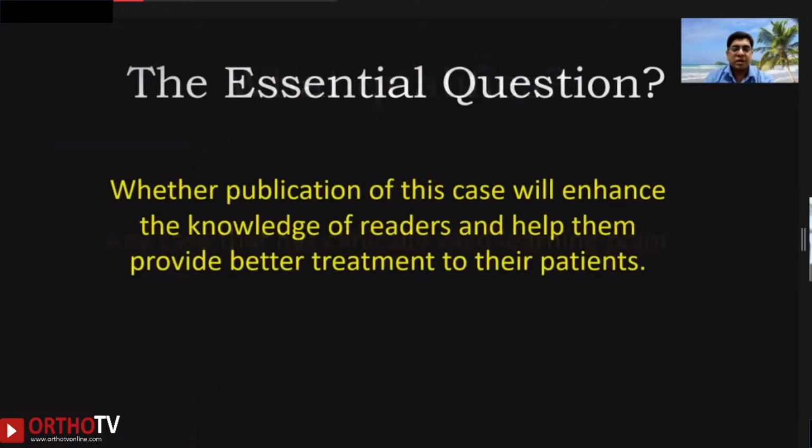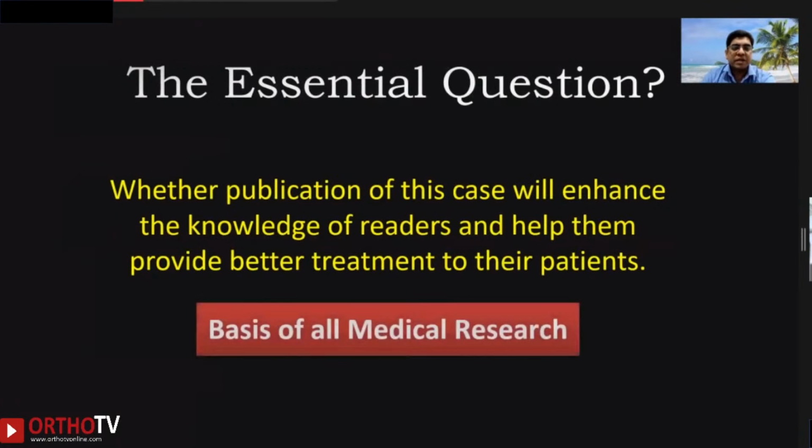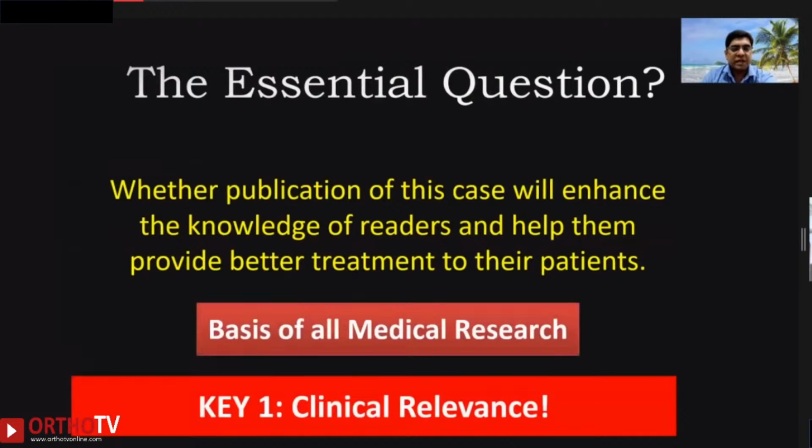So this is the essential question: whether the publication of this case will enhance the knowledge of the reader and help them to provide better treatment for their patient. Anything you want to write, even if it is a case report or a randomized trial, ask this essential question. If the answer is yes, that is valid research and you should go ahead with it. This is the essential question for all research projects, including case reports. So this is my key learning point 1: clinical relevance has to be established before you start writing the report.